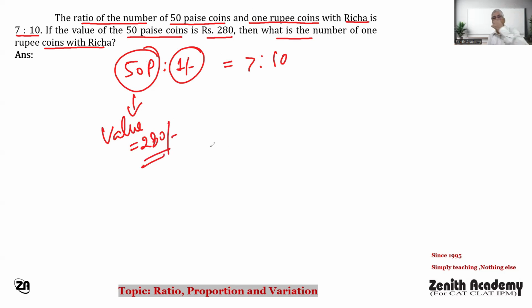So if there are N1 50 paisa coins and N2 1 rupee coins, the ratio of the number is given. So N1 is 7k and N2 is 10k.